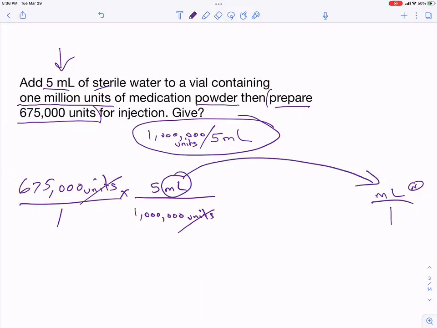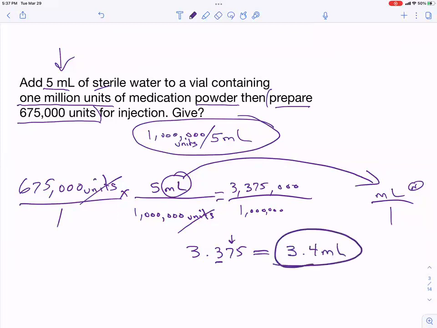So now, it's just math. If we do the long math, and I know some of you were able to cross off your zeros, that's awesome. I'm somebody that has to do it all. So 3,375,000, and this is 1 million. When I divide that into 3,375,000, it gives me 3.375. My rounding rules, round to the tenth, 7 is greater than 5. So I'm going to give that patient 3.4 milliliters. And that is my answer.